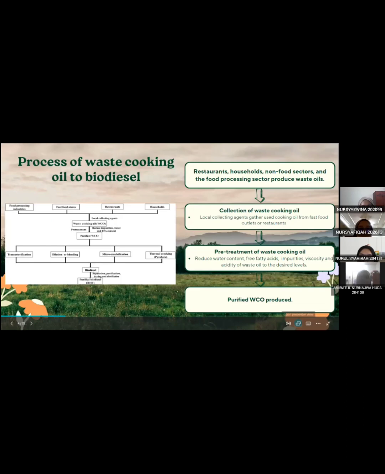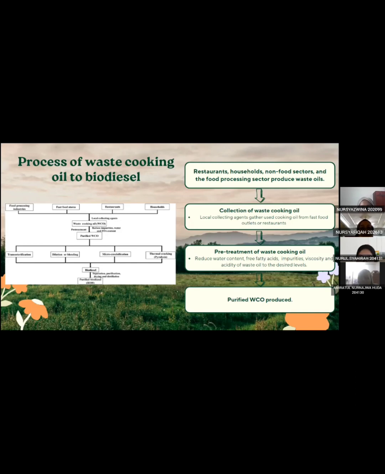So I will explain about the process of waste cooking oil transformed into biodiesel. So the waste cooking oil was produced from the restaurant, households, non-food sector, and the food processing sector produce waste oil. So the waste cooking oil, then being collected by the local agent, and then it gather it from the fast food outlet or restaurant.